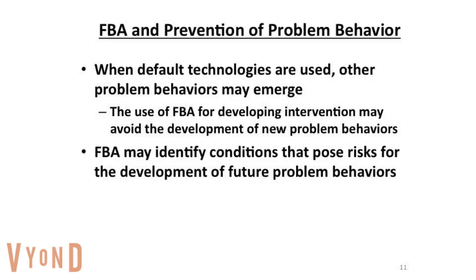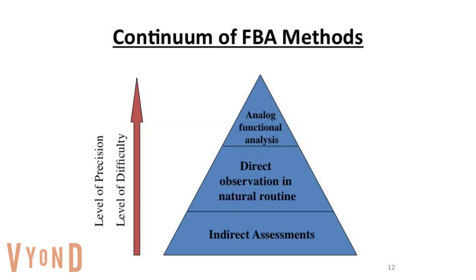FBAs and prevention of problem behavior. So again, when default technologies are used, other problems can then emerge. So the FBA, again, helps us develop the interventions that could avoid the development of other problem behaviors that could probably have the same function. And then FBAs can also identify conditions, like in the environment, that are posing a risk for the development of future problem behaviors.